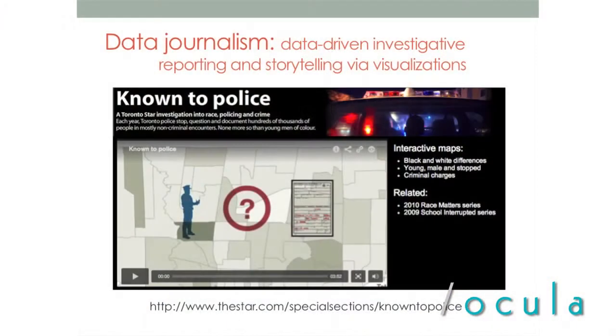Last year they did a story called Known to Police. It was shortlisted for a data journalism award. And this story is interesting. It's about racial profiling by Toronto police, and basically the reporters accessed data held by the Toronto Police Services. So every time a police officer stops anyone for whatever reason, they need to fill out what's known as a contact card, which contains all kinds of information about that person, including demographic information, and that gets stored in a contact card database. And that database is what this story is based on.